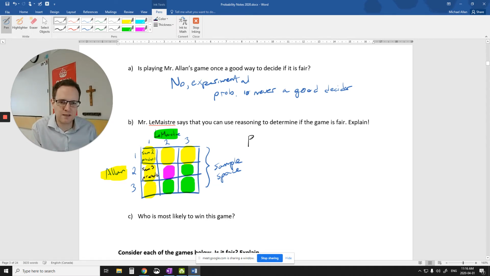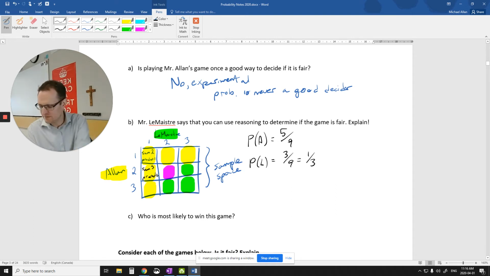So the probability that I'm going to win is, if I look at this, because remember our rules for this, I'm going to take the times that's favorable in my outcome, so 5 times, and there's a total sample space here of 9. There's 9 boxes. So that's 5 ninths. And for Mr. LeMace to win, he's going to win 3 times out of 9. I'm going to reduce that one down to 1/3. Now, usually it's hard to look at fractions and say, are they comparable? So I'm just going to put them in decimals.